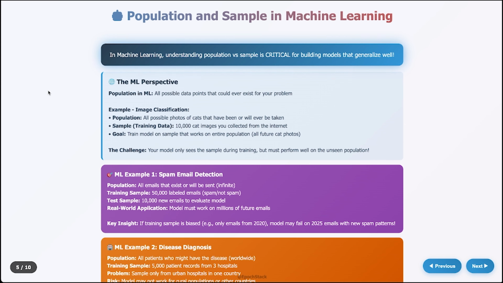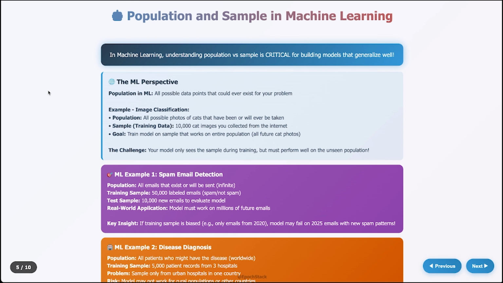We have studied sampling techniques in the previous video. These techniques help us get data that is diverse, so that the model can perform well on unseen data.